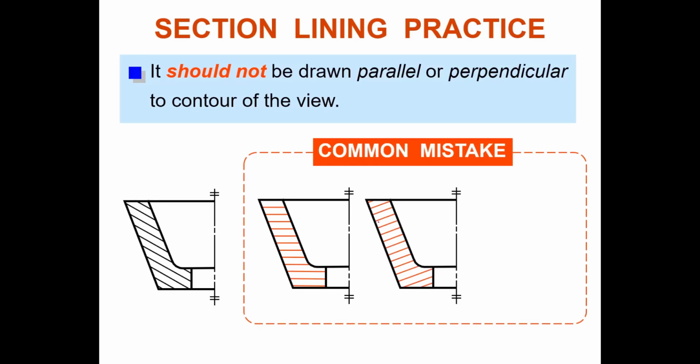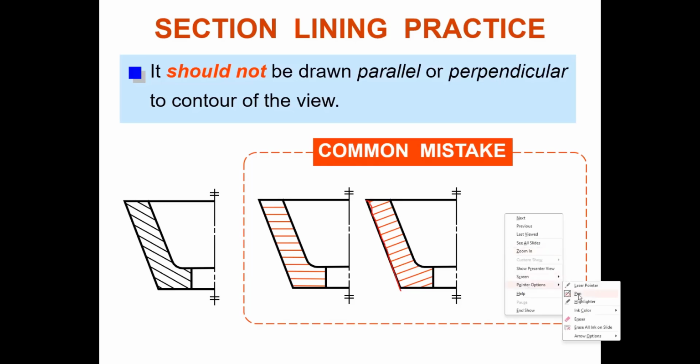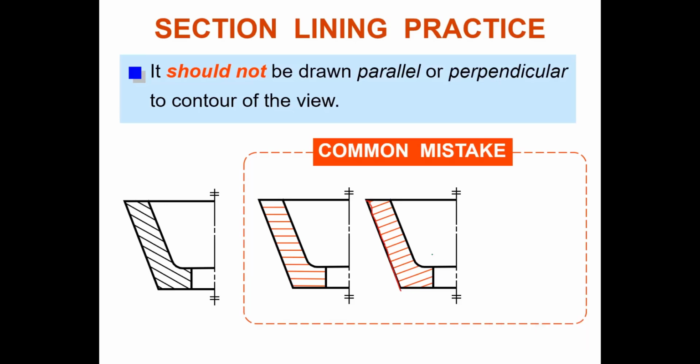Because, can you see these edges have this angle? If you make the section line perpendicular, it is kind of like, let's say I change it. How do I change to blue color? I'm not very good at this. Color blue. Hold on a moment. Okay, green color.